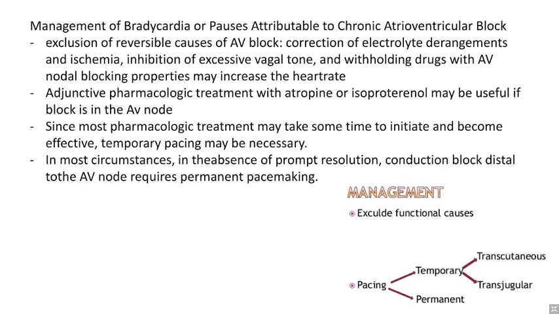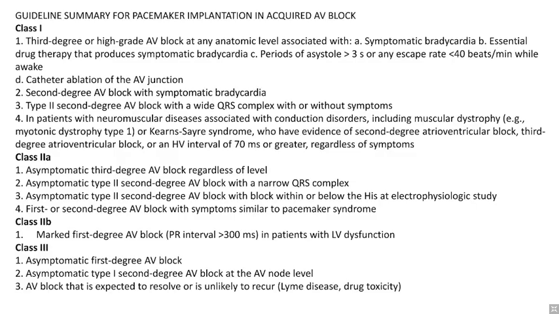Management of bradycardia connected with chronic atrioventricular block is practically the same as for a patient with SA node disease: pacing, temporary or permanent, and acute treatment. Let's discuss recommendations for pacemaker implantation. Class 1, obligatory: we need to implant permanent pacing for this patient.